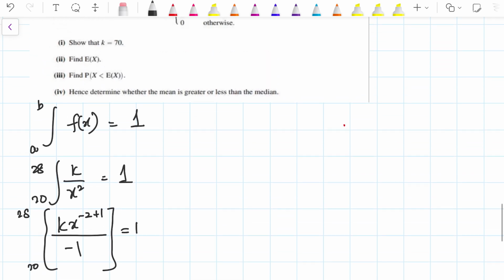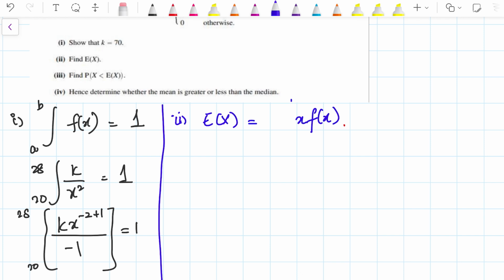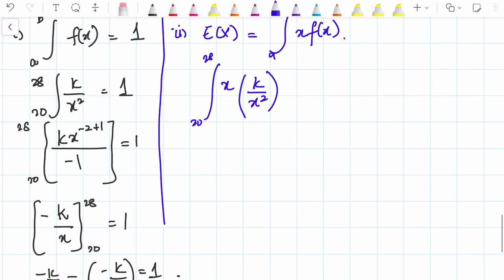The second part says that we have to find the expectation. Remember, for the expectation, I told you, you have to multiply the function by x and then integrate it with full limit. So let's multiply x by k upon x square and then integrate it with the limits 28 and 20. This cancels out, so we are left with k upon x. I'm not substituting the value of k right now. I'll input it at the end.